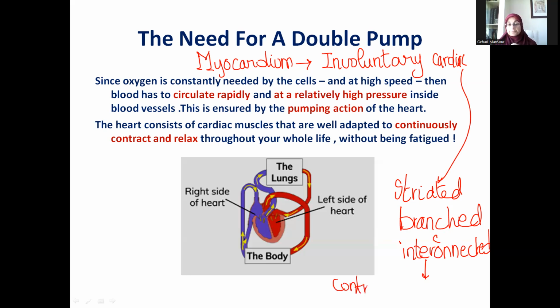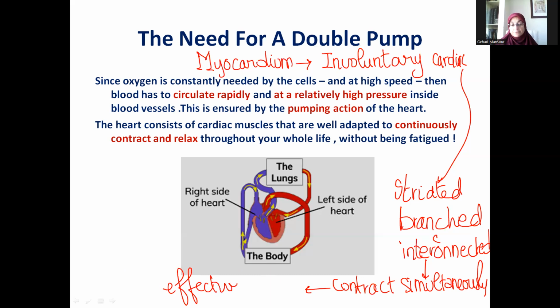Interconnected because they need to contract simultaneously. They need to act as one unit. So they need to contract at the same time. And when they contract at the same time, they give a more powerful contraction, and therefore they give a more effective contraction. So how do they look under the microscope?